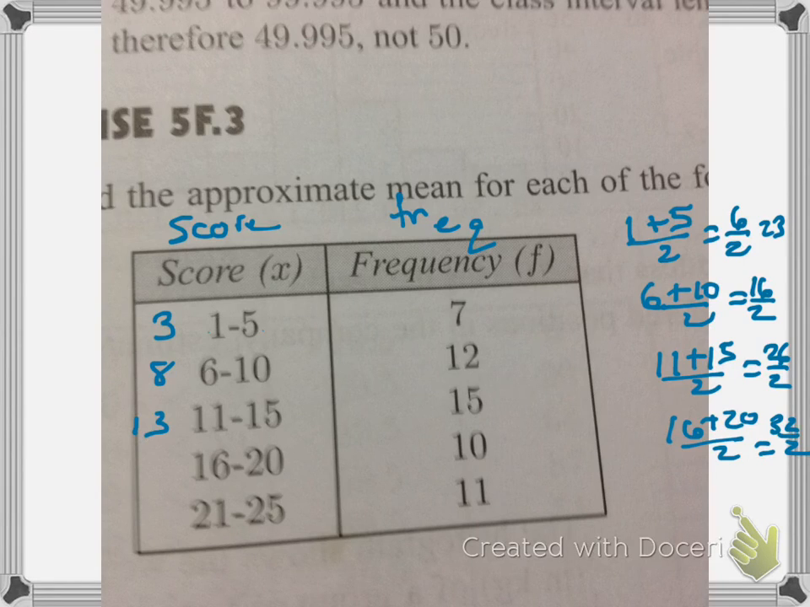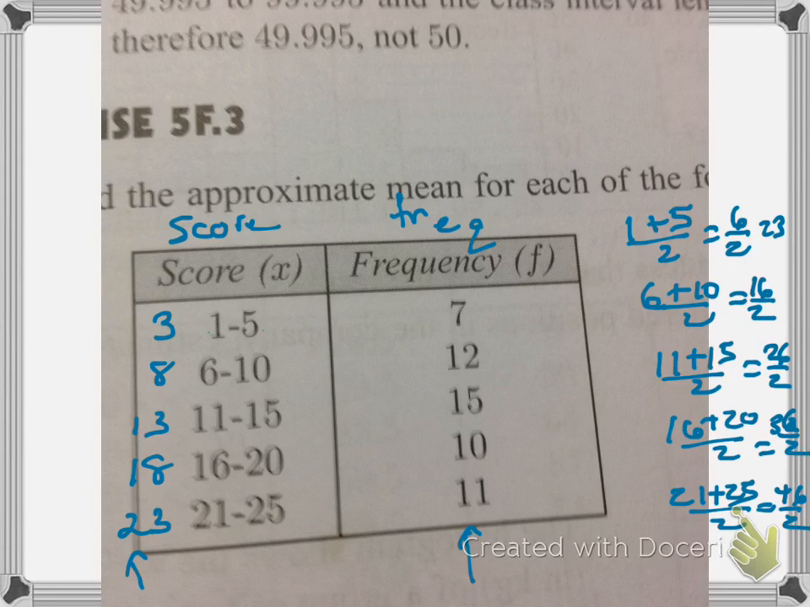Did I add that right? 32 over 2. I'm having a brain fart. 18. And then 21 plus 25 divided by 2 gives me 46 divided by 2 gives me 23. Okay, so these are the numbers that I put in for score, and then these are the numbers that I put into freq. You get the midpoint, and so you find the middle number. Now, this is an estimate.